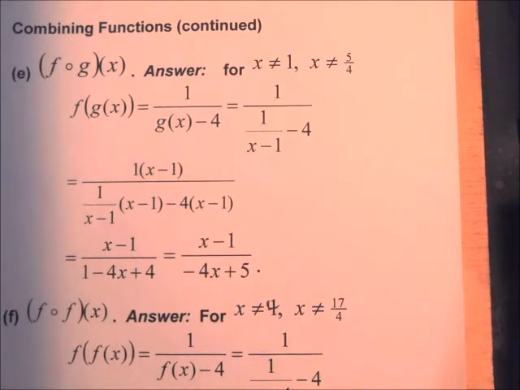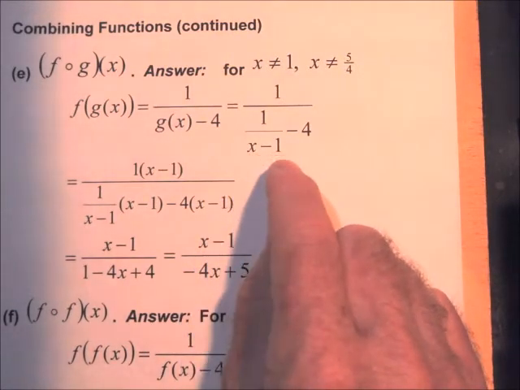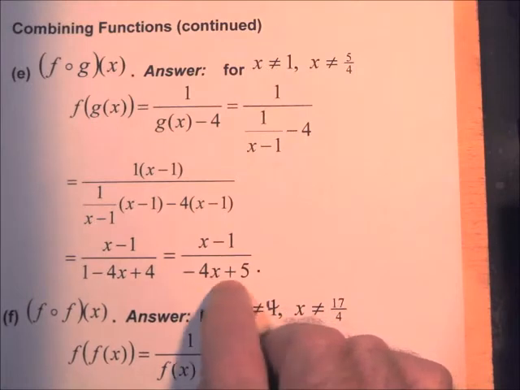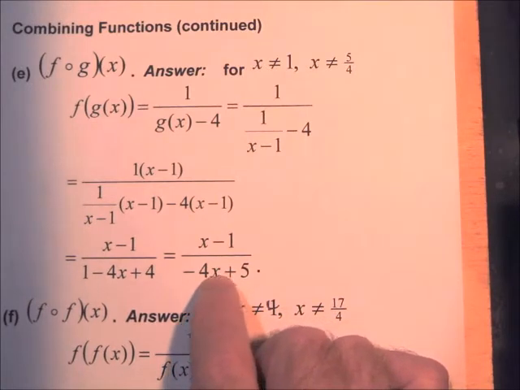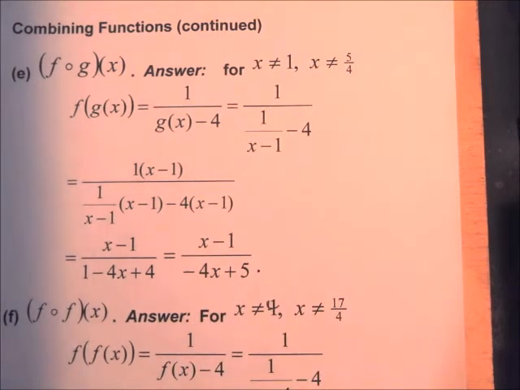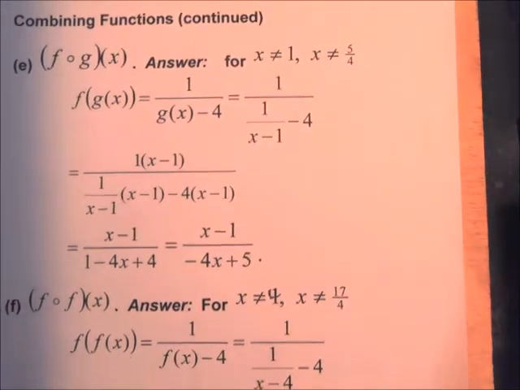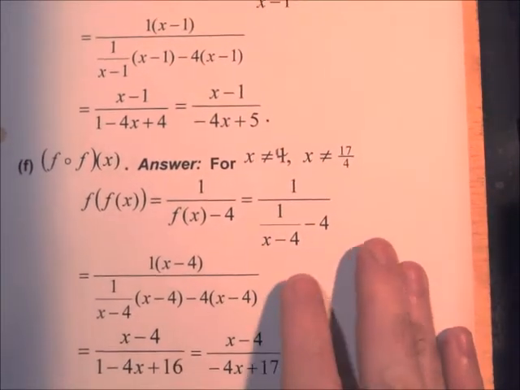And x cannot be 1, because if x is 1, you can't get past this step here. And also x cannot be 5/4, because in the final answer, if x is 5/4, it will make the denominator of the final answer equal to 0. So the domain is anything except for 1 and 5/4. We can also compose a function with itself.